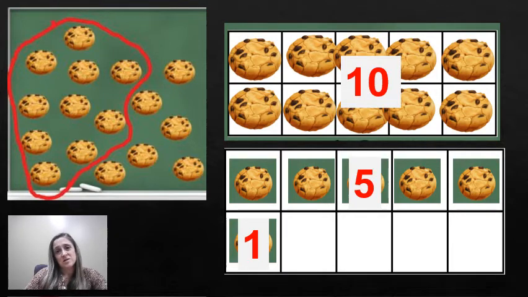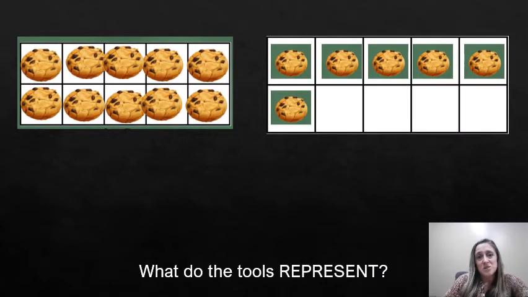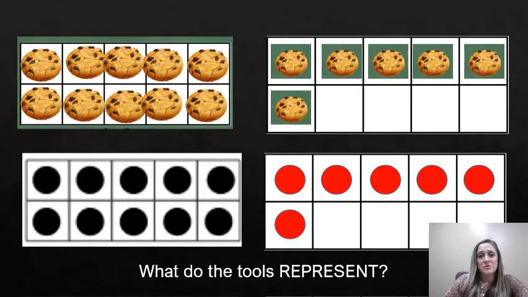So I know we get questions a lot about why we use 10 frames, and the 10 frame is a visual tool to help us be able to see 10 quickly. We also want to consider when we're using tools like this, what do they represent? So if we're using counters and the problem is about cookies, always referring back to the cookies or the books or whatever the problem is about if you're using a story problem.